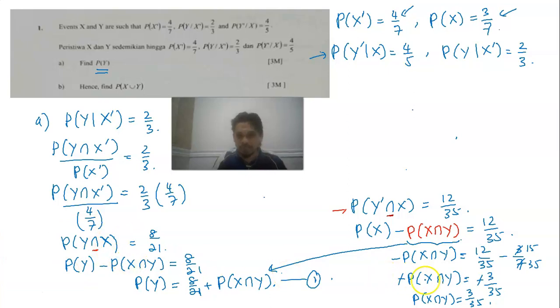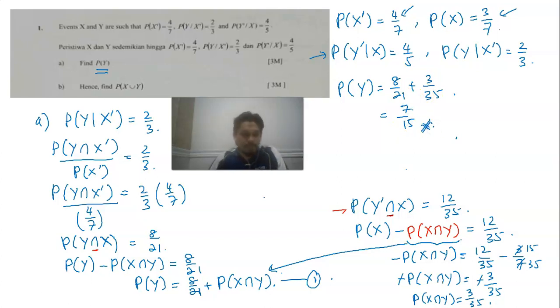Probability of x intersect y equals 3 over 35. So then probability of y equals 8 over 21 plus 3 over 35. For this one, find out using your calculator and simplify this as 7 over 15.